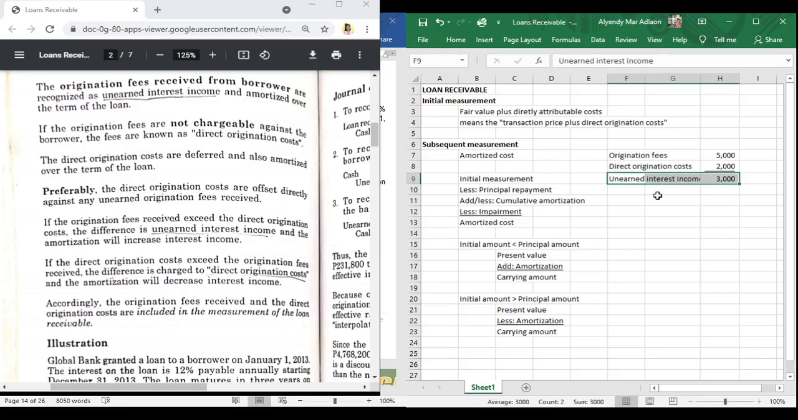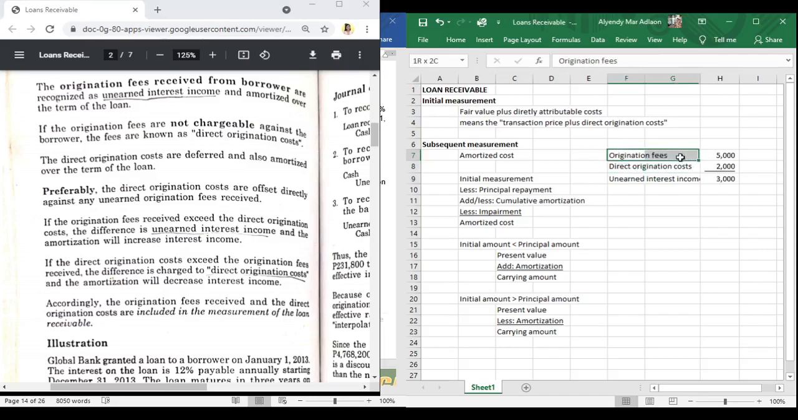So, what is the treatment of the unearned interest income? How do we treat the unearned interest income? This is to be deducted from our loans receivable, just like the treatment of the unearned interest income in the notes receivable. We deduct it to get the carrying amount. So, if the origination fees exceed the direct origination cost, the difference is unearned interest income and the amortization will increase interest income. Okay.